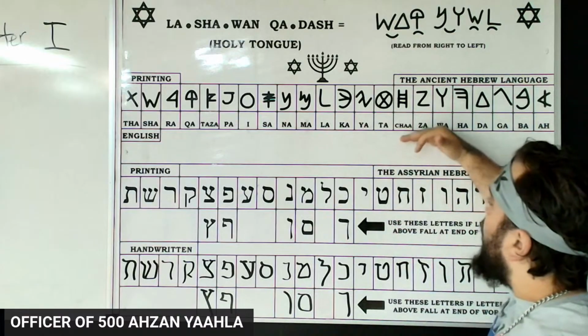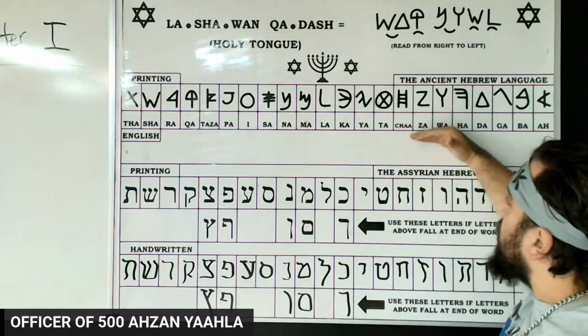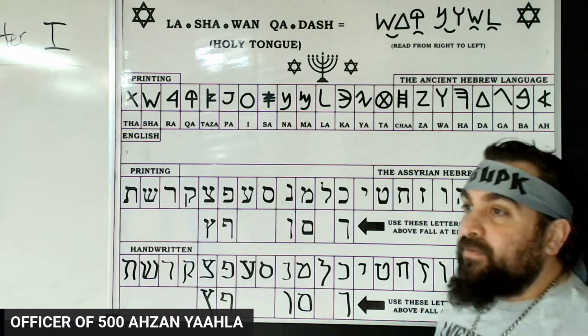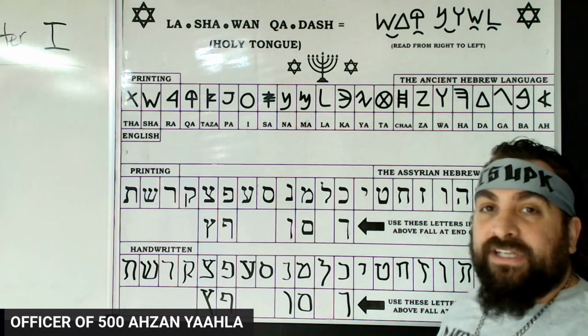Because this is just one form of writing. This is the ancient. This is the original script. Now you got the Assyrian Hebrew. The Assyrian Hebrew is really important because every Saturday morning is our Sabbath service.